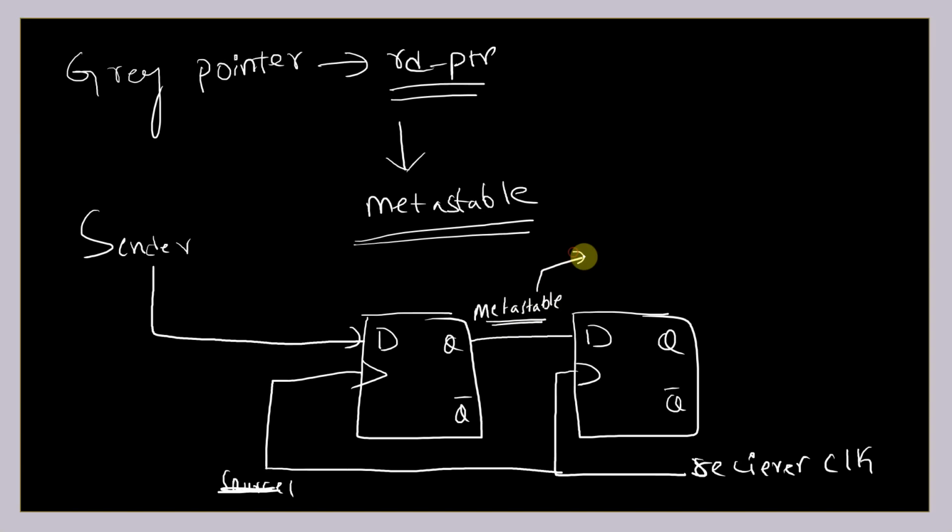After that, it should enter into a stable state, right? It will go into a stable condition. So this particular stable bit will be sampled by the second flip flop. That's it. So this is how we are going to remove our metastable condition. Yes, so this is how an asynchronous FIFO is going to work.